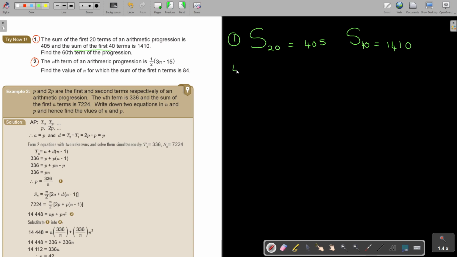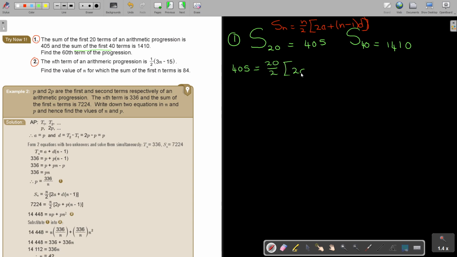So let's make 405. Now it's always good to, I'm just going to do it in red there. So what is my formula? It's n over 2, then bracket 2a plus bracket n minus 1 d. Now usually I put the d then there, so it doesn't really matter. Okay, so I know n is 20, so it's going to be 20 over 2.